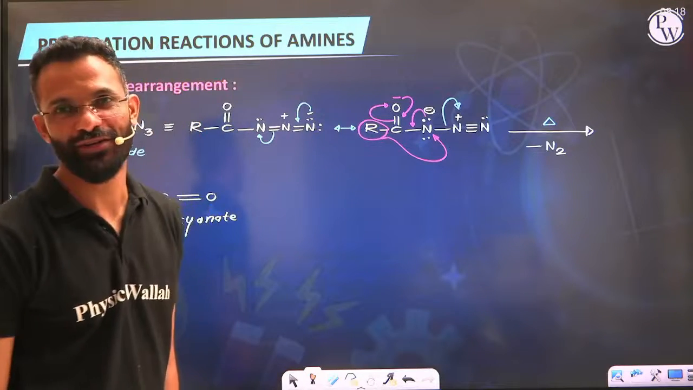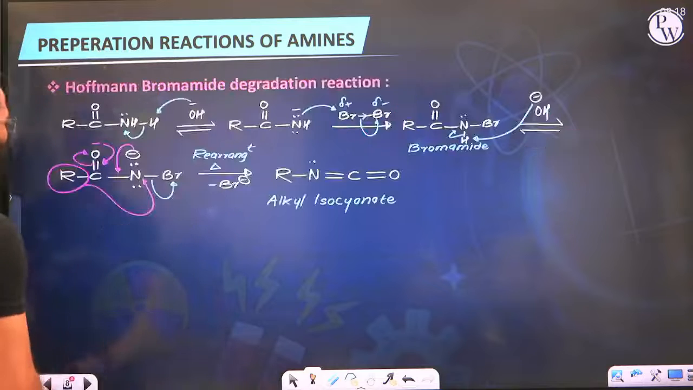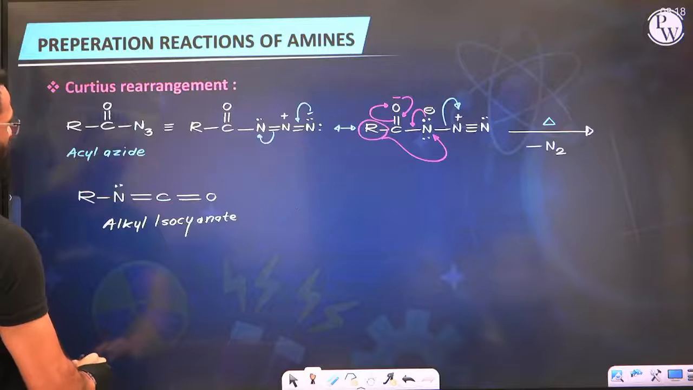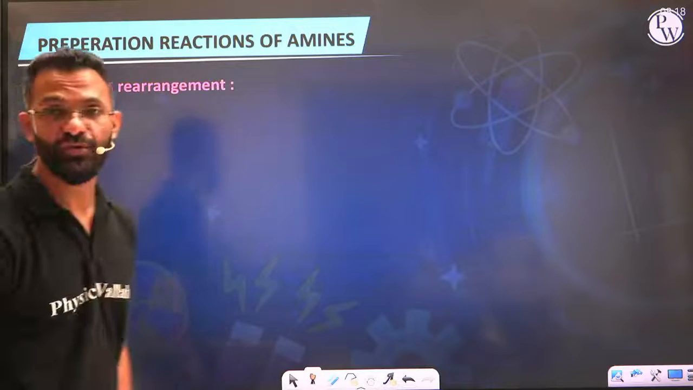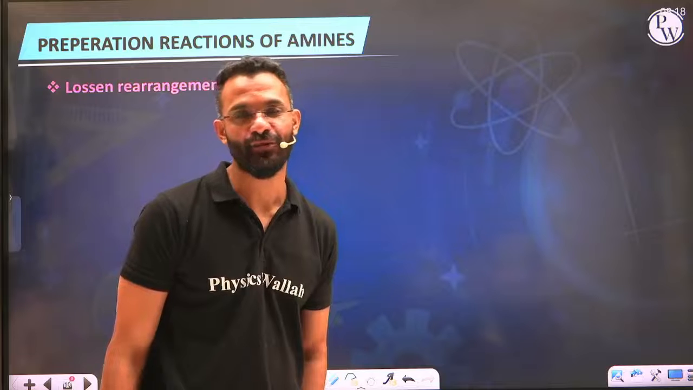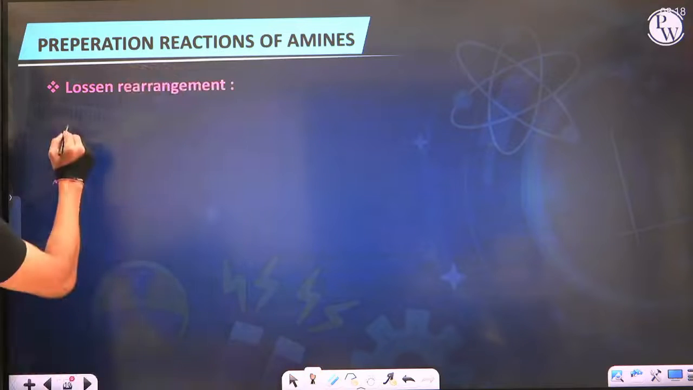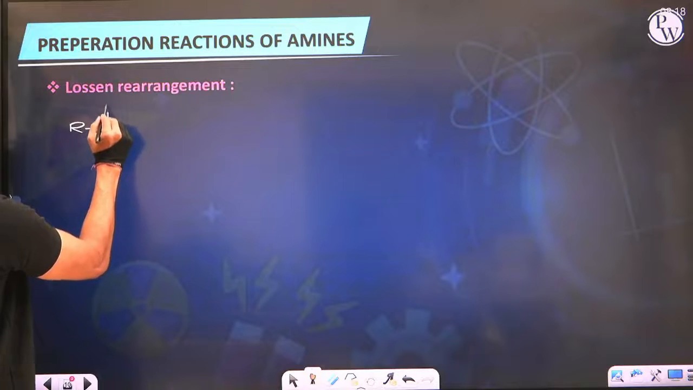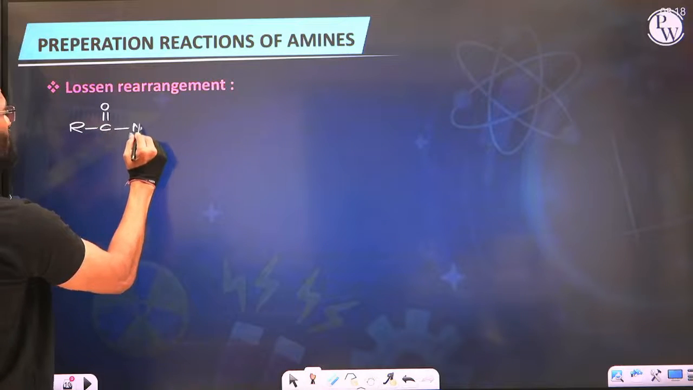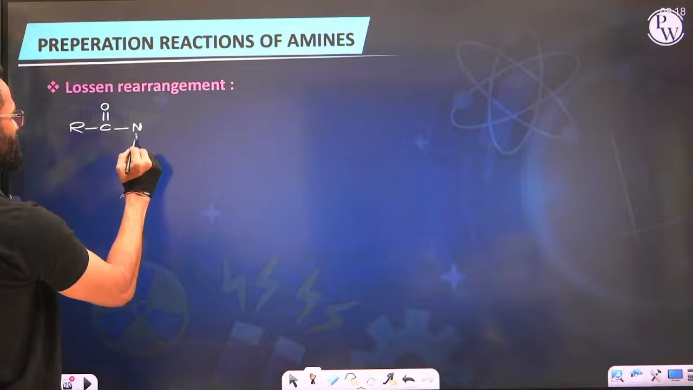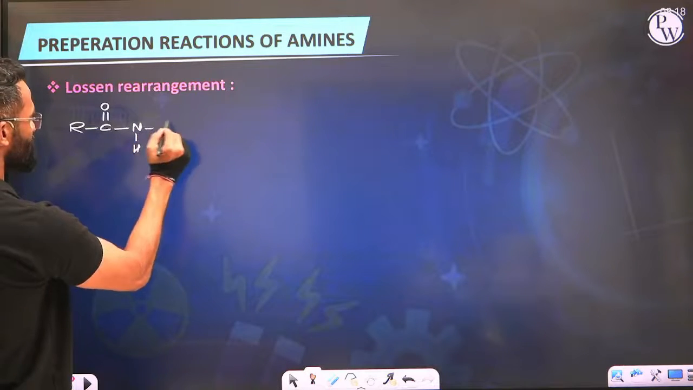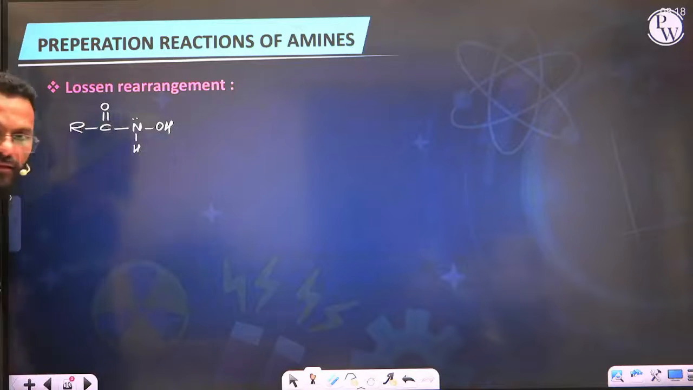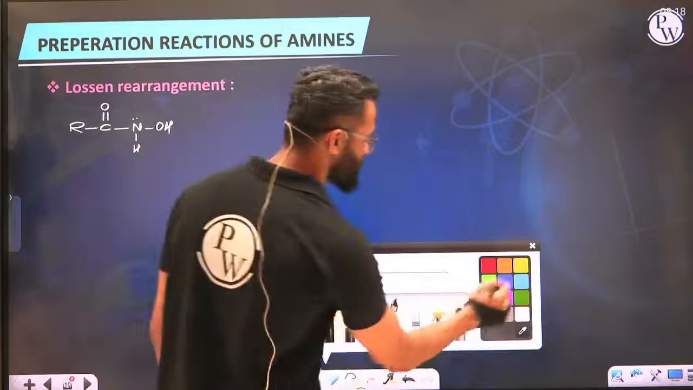Now see what change we are doing here is, in Hoffman you had NHH. Now I'm replacing this H with OH. If you replace that H with OH, it gives you the starting compound for the Lossen rearrangement. I repeat, how you're going to remember this starting compound is RC double bond O, you had NH2, which I'm writing as NHH, and instead of H you are taking OH. This is what you call hydroxamic acid.